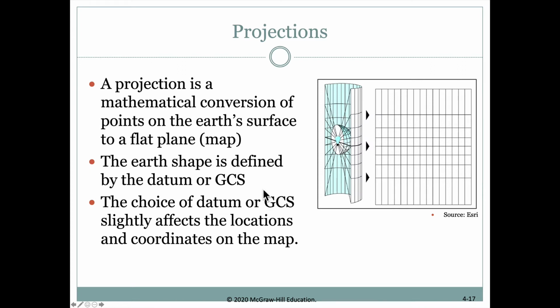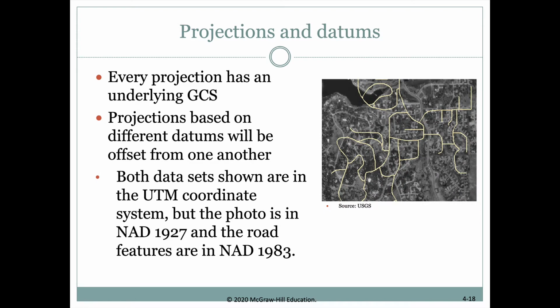So the Earth's shape is defined by the geographic coordinate system, and your choice of datum is going to slightly affect where different points are projected onto a flat plane. Here's a famous example between NAD 27 and NAD 83. If you have two different data sets and one was projected into NAD 27 and one was projected into NAD 83, they could be offset by amounts like this, where things are just a little bit shifted and nothing quite looks right and nothing quite lines up.